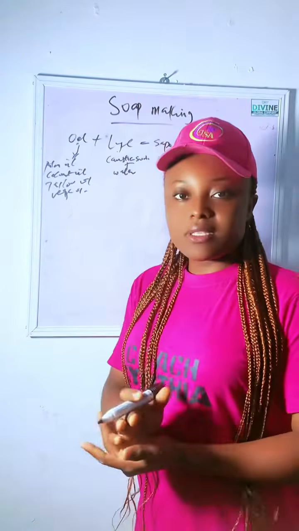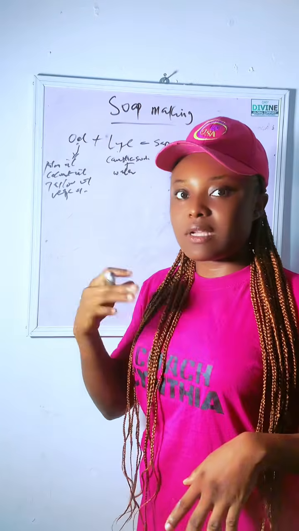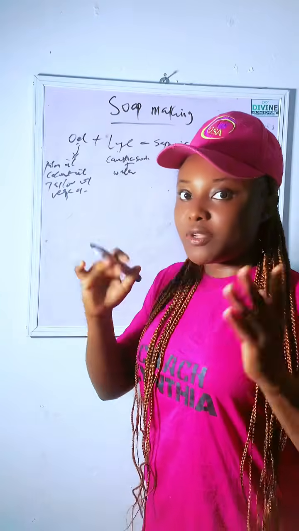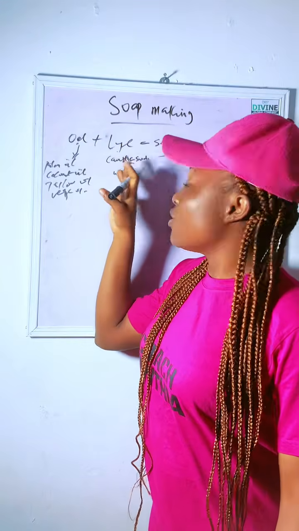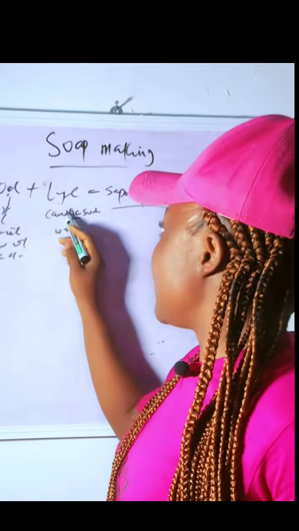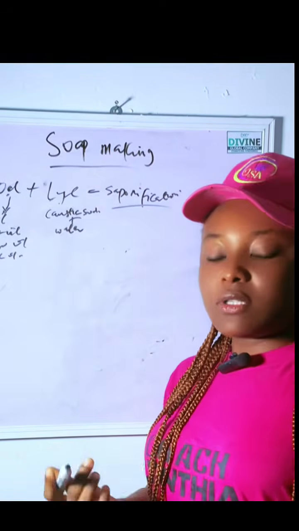Now, when you mix these two together, it's going to be so hot, and this reaction will take place, and you see the smoke coming out from the water. Please handle with care. Make sure you're wearing your gloves and your nose mask. When you combine the caustic soda and the water, that's what you call lye solution.